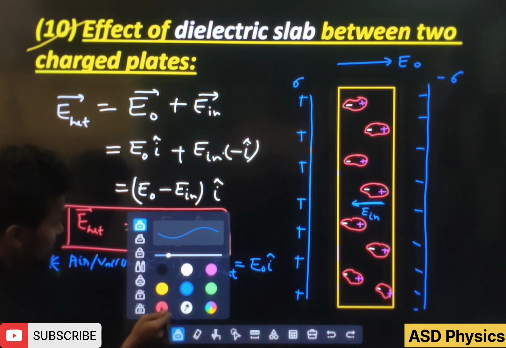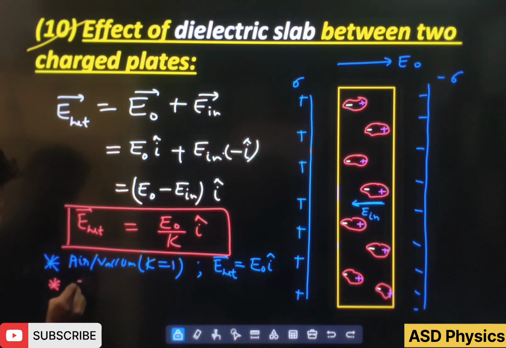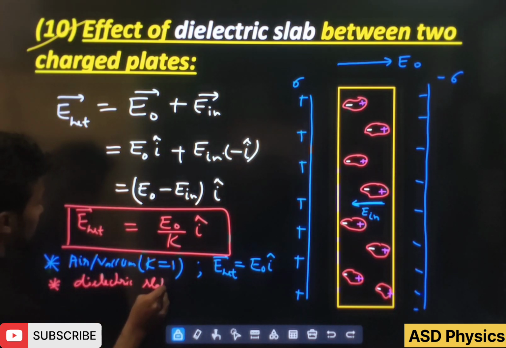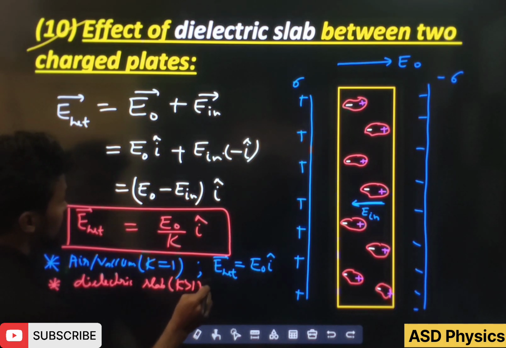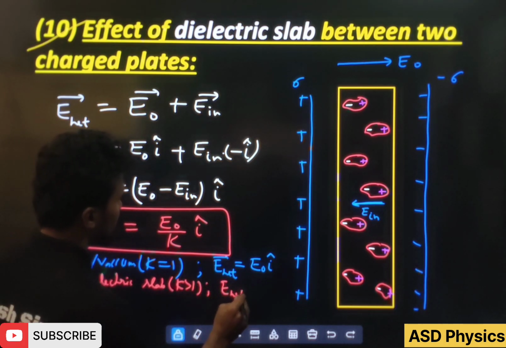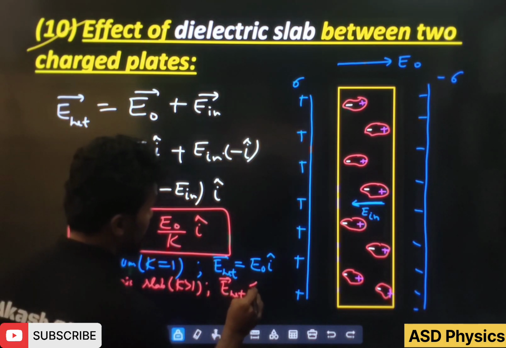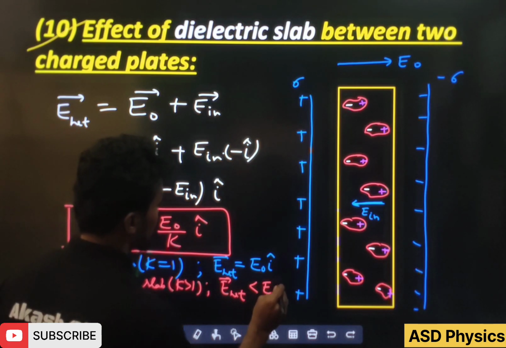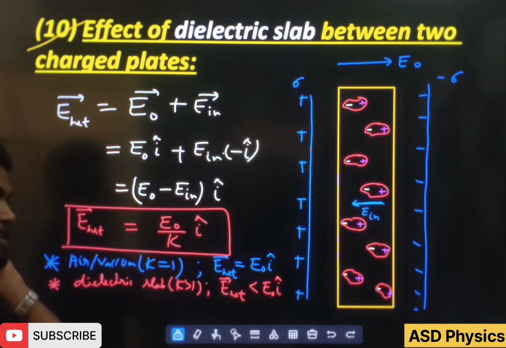Second one, if there is a dielectric slab, the value of K is greater than 1. In this situation, this E net will be less than the E naught value, because the K value is greater than 1.